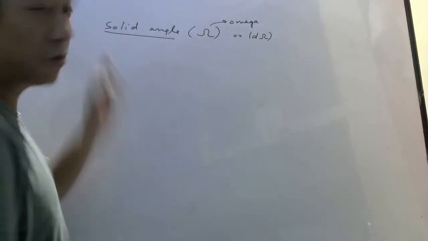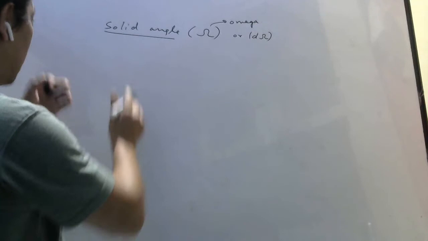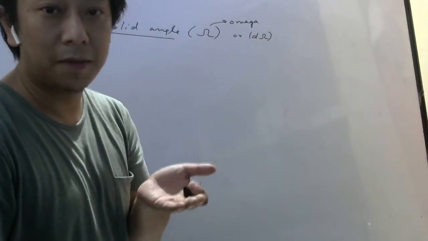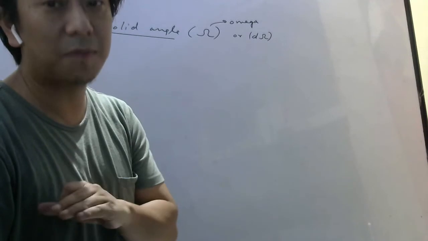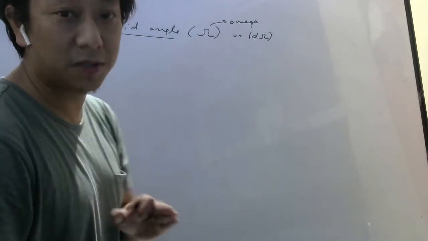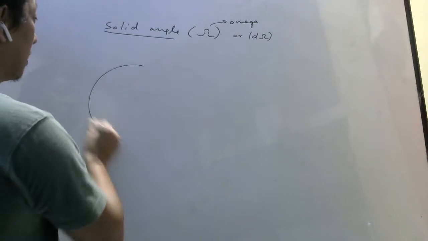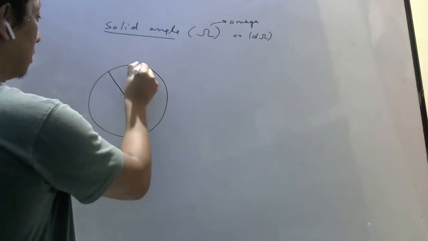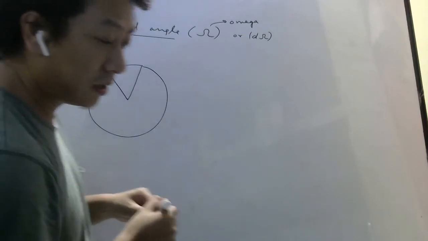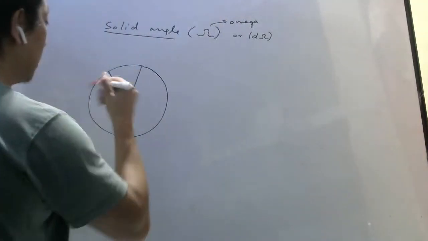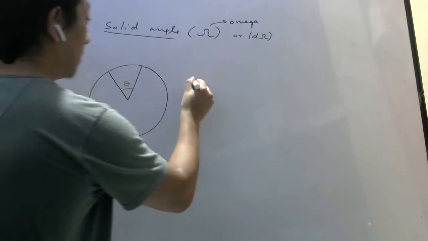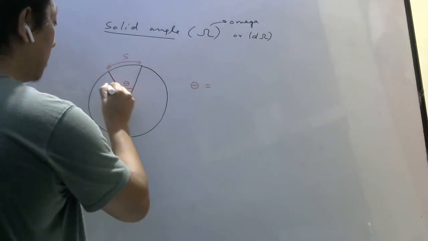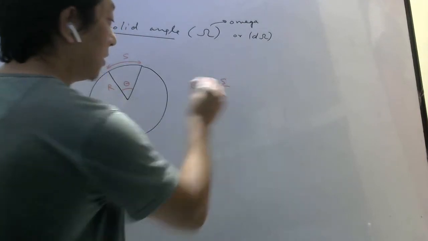Now, how do you define solid angle? Basically, solid angle is a partner of angle, but in 3D, three dimensions. Angle is in 2 dimensions. If you take a circle and from the center you draw two lines to the circumference, then this angle theta is defined as the arc length divided by the radius. So that is the definition of angle.